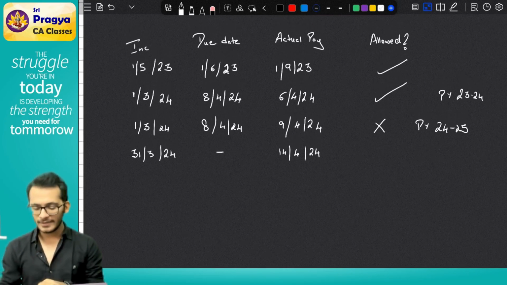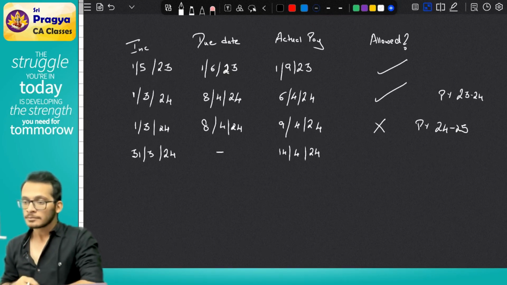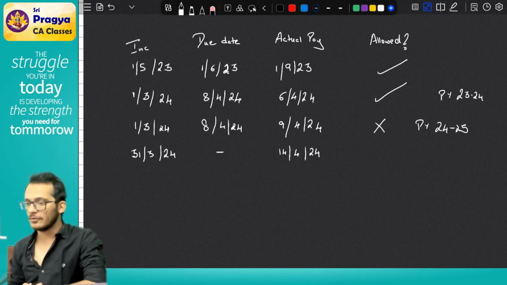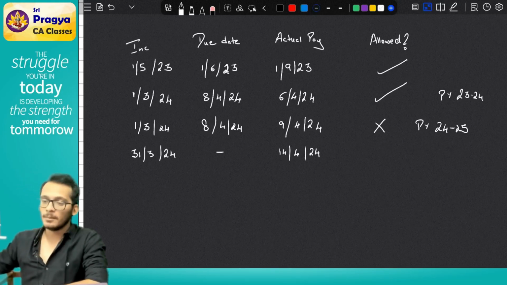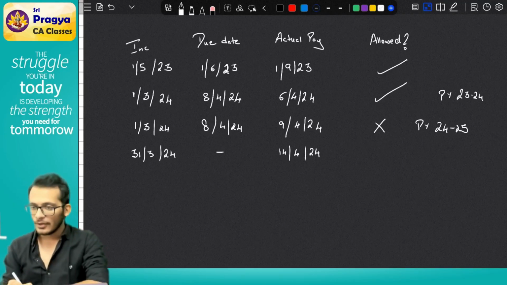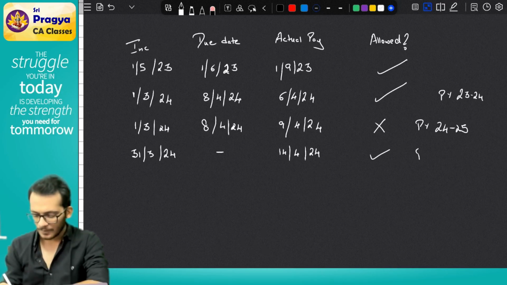It will be allowed in 23, 24. Why, Rahul? Very good. Since there is no clause given, it is allowed within 15 days. 15 days meaning the due date will become 15th March. You have made the payment on 14th March. Therefore, it is within the due date and therefore it is allowed in previous year 23, 24.